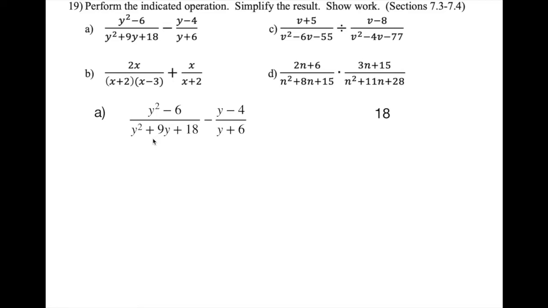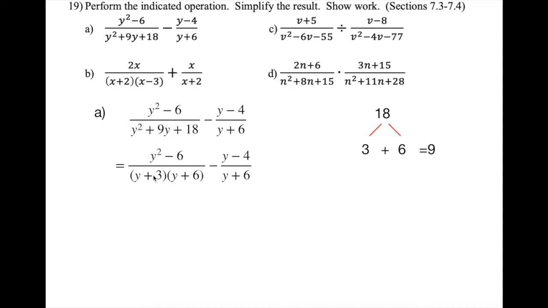Again, use the AC method. How to factor the 18 so that the summation is 9? It will be 3 and 6. So we know how to factorize this denominator now. It's y plus 3 times y plus 6. And for this one, there's nothing much we could do because y plus 6 is already pretty simple. Then if we look at the denominators, y plus 3 times y plus 6 and y plus 6, what is the common denominator? It would be y plus 3 times y plus 6.